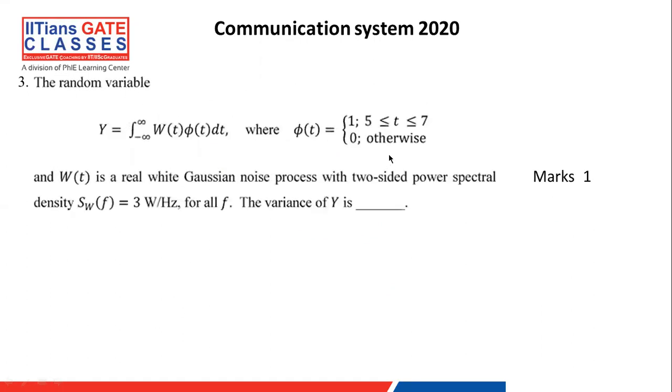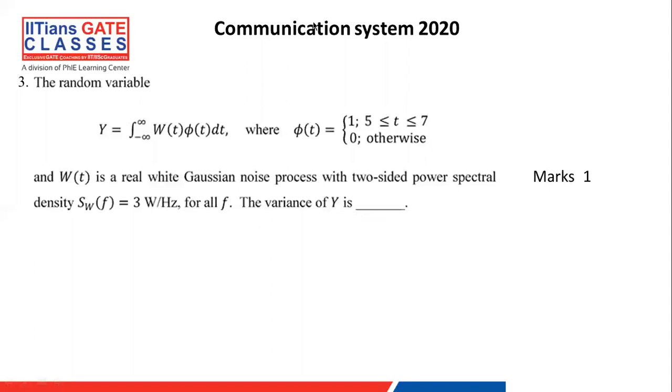Okay, here, this is based on the random process and random variable. And here we were asked to find out the variance of y. What is given: the relationship between y and w is given, phi(t) is given, and it is known that w is a real white Gaussian noise process with two-sided spectral density S_W(f) equal to 3 watt per hertz for all f. The variance of y is?